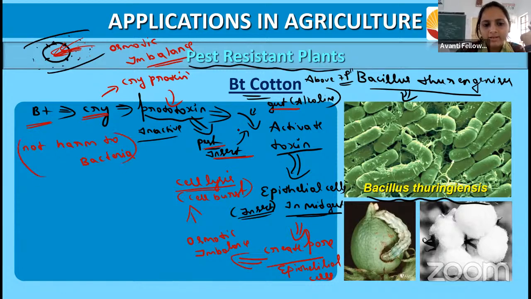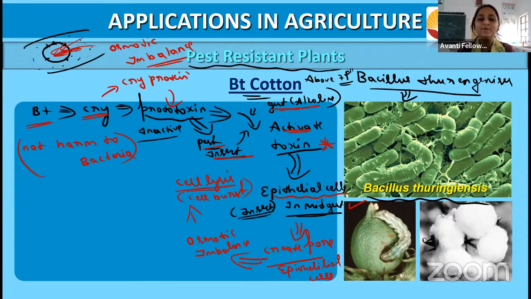Whenever the pest or insect ingests the bacteria, or takes this prototoxin, in the gut of that insect the prototoxin is going to be activated. The activated form is the toxin. Then the activated toxin will go and bind to the epithelial cell. When it binds to the epithelial cell, it creates pores and causes the osmotic imbalance, thereby causing the bursting of the cell.